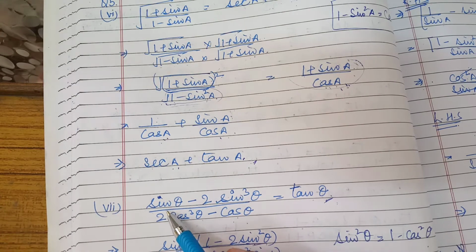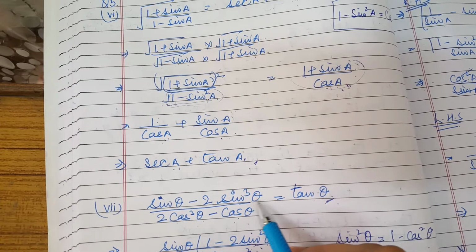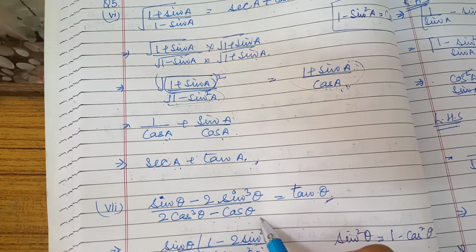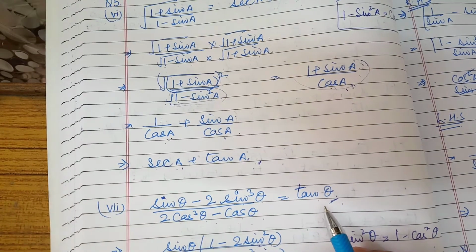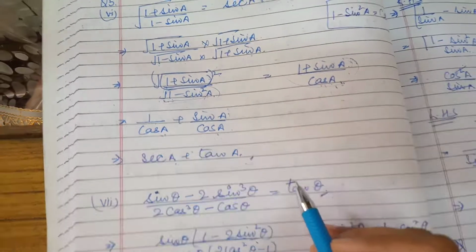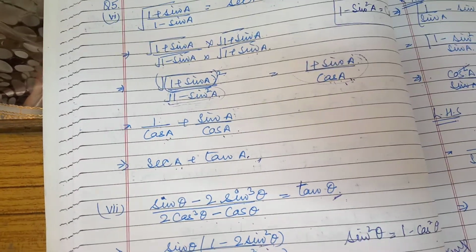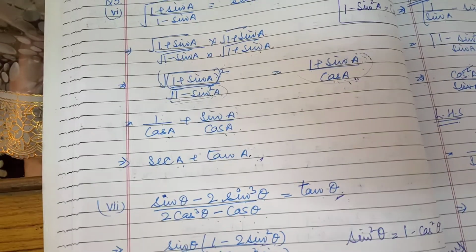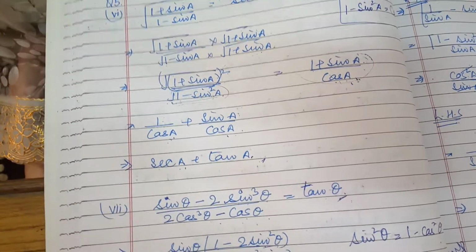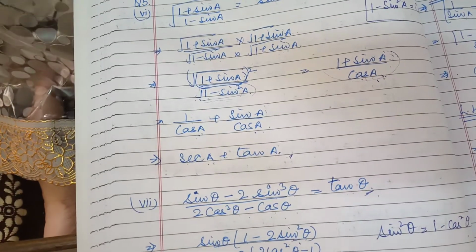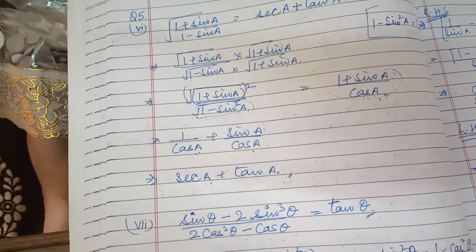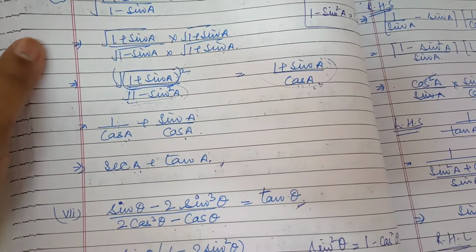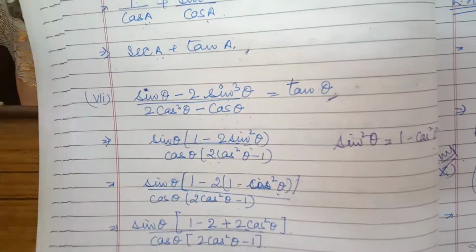Now in the 7th part, (sin theta minus 2 sin cube theta) upon (2 cos cube theta minus cos theta), and we have to prove that this is equal to tan theta. So how can we do this? Let me start: if you see in the numerator, sin theta is common. Can we take out the common from these two? Yes, we can take it out common. So it will become sin theta, and what is left is 1 minus 2 sin square theta.